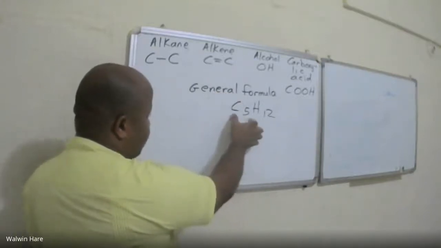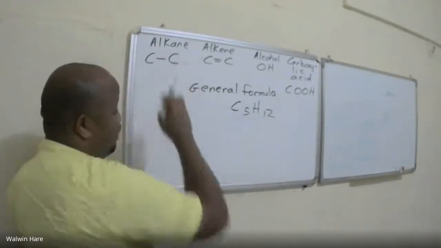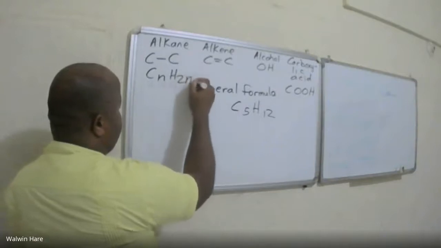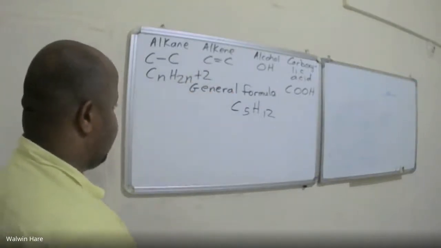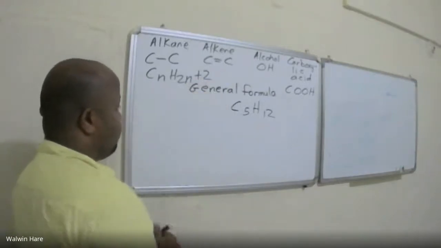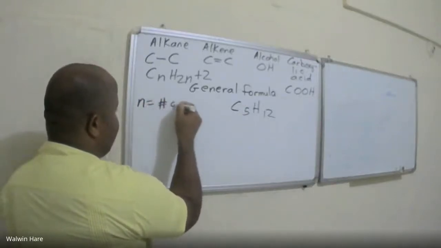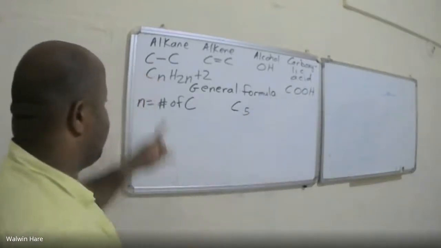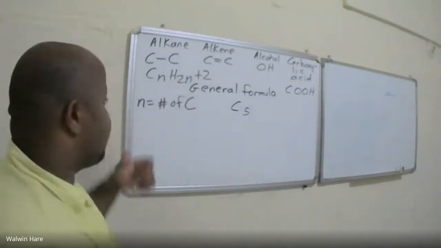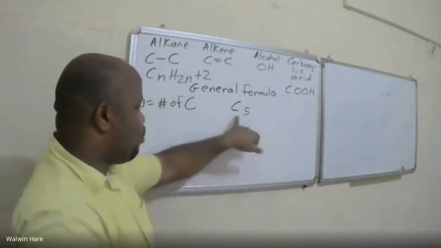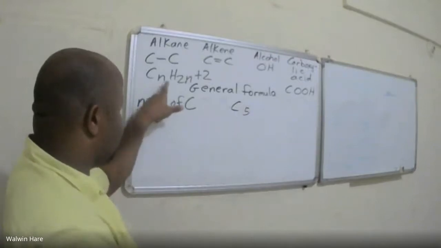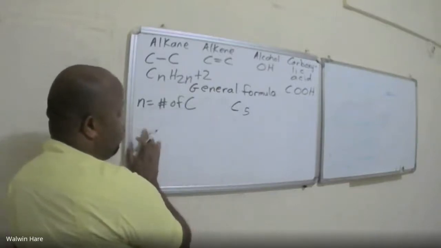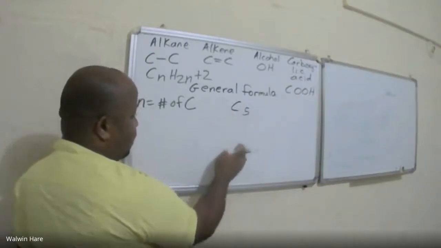Let's say we have the compound C5. For the alkane, the general formula is CnH2n plus 2. N is equal to the number of carbon atoms. I'm going to erase H12. So N in our general formula is the amount of carbon atoms. If we have a compound with 5 carbons, following this general formula, let us see how many hydrogens it should have. Remember, N is the amount of carbon atoms, and the example we're using is 5 carbon.